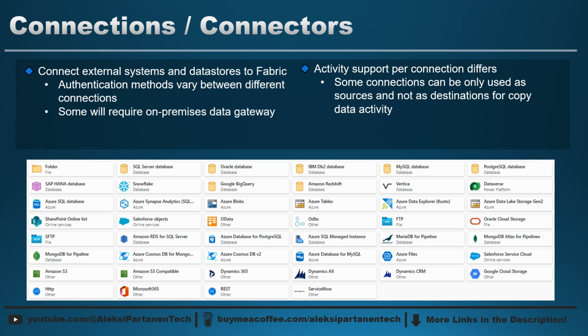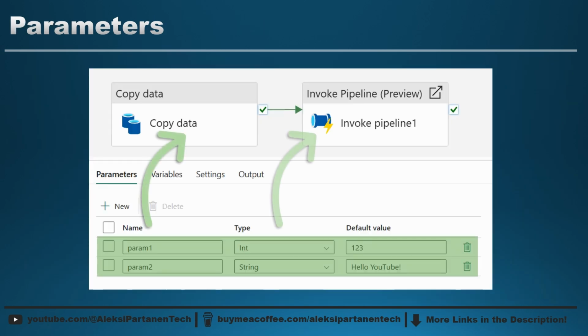Data pipelines also support passing external values into them via parameters. Parameters are very handy if you want to build more dynamic data pipelines that can serve multiple purposes. Also, like mentioned, you can nest these pipelines, and with parameters you can pass information from a top-level pipeline to a lower-level pipeline. It can be mentioned that many different data types are supported for parameters.